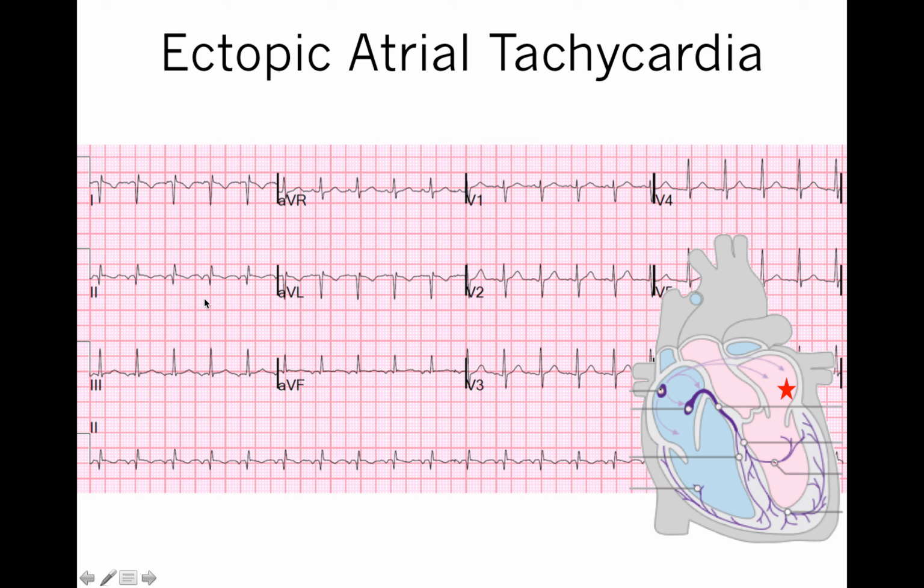For example, this is an example of a P wave that's negative in 1 and 2. This P wave is not coming from the sinus node, and it's coming from somewhere else. This is an ectopic atrial tachycardia, and it's suppressing the sinus node. Hence, it's taken over the electrical impulses within the heart.